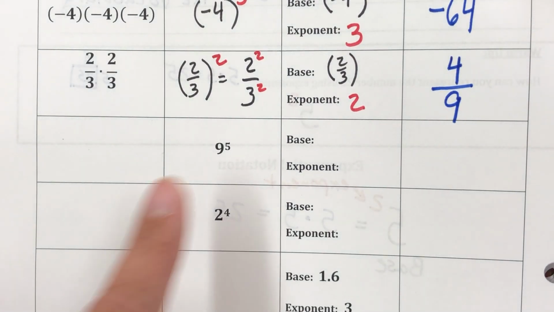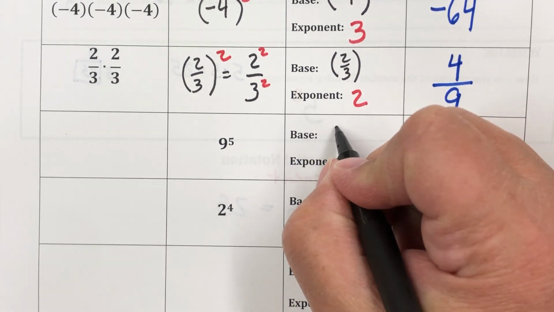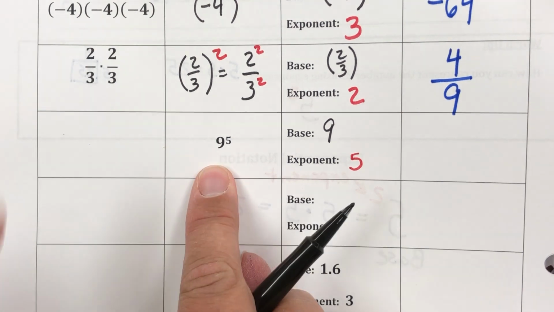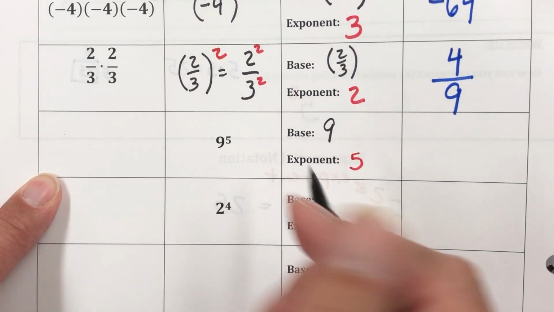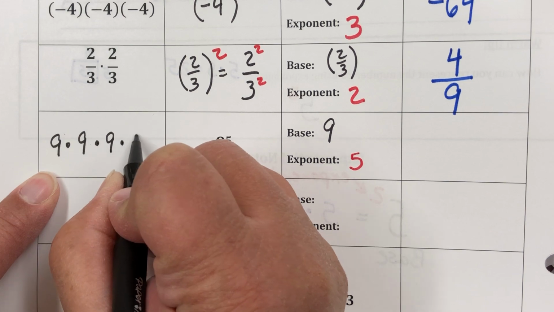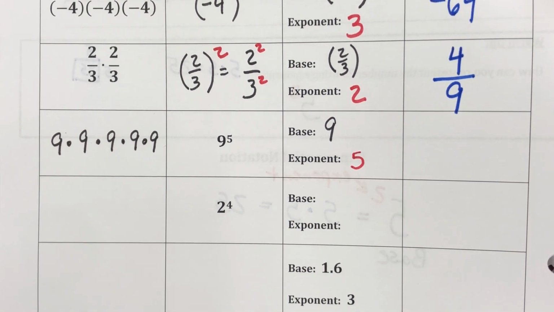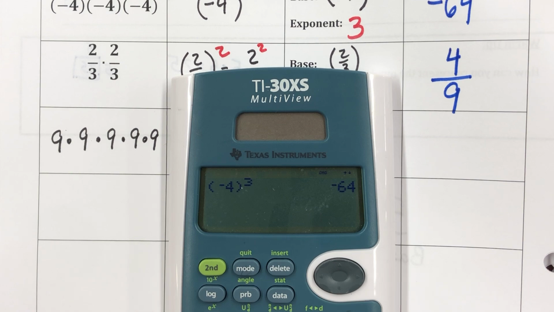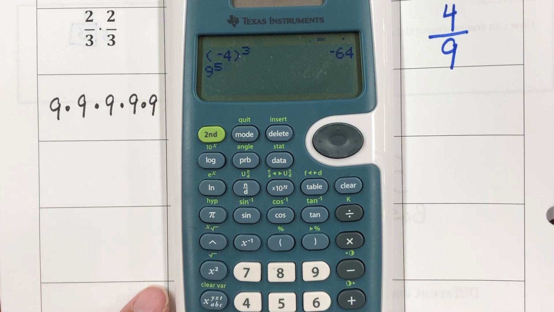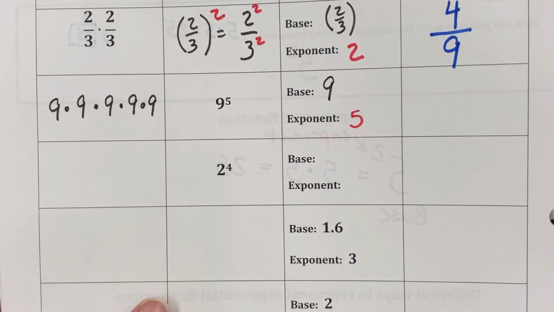Now I gotta work backwards here. I have base 9, exponent 5. My base is 9, and my exponent is 5. So base 9, written 5 times. So 9 times 9 times 9 times 9 times 9. Now, again, lazy Bono picking up my calculator, and I'm gonna go 9, that little caret button that looks like a pointed up arrow, 5, because it's 9 written 5 times. 59,049. Wow, that's a big number.